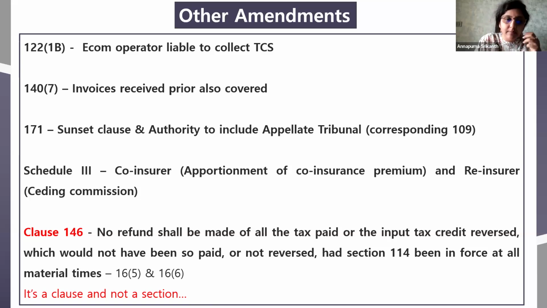And we have the Schedule 3 amendment, where co-insurer, where the apportionment of co-insurance premium, and reinsurer, where the reinsurance commission or the ceding commission received, just to avoid the double tax once again. So if it is subject to tax on a gross value, then there is no GST again on this separated amount.